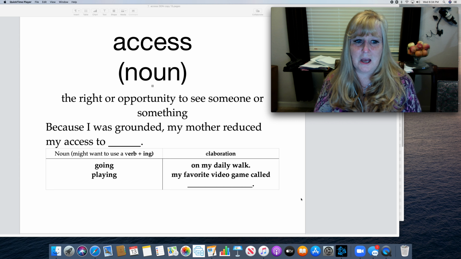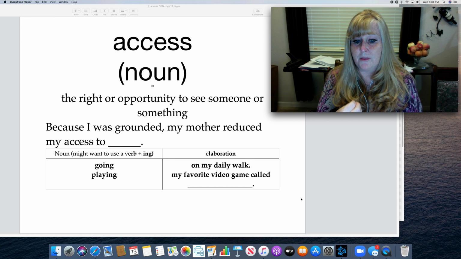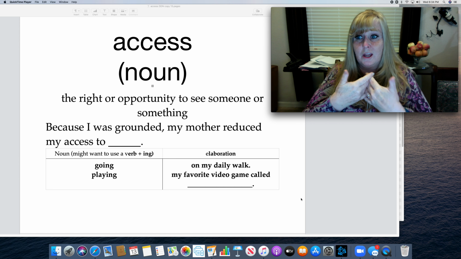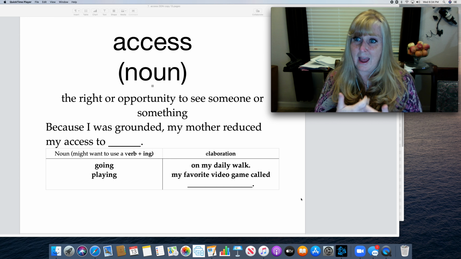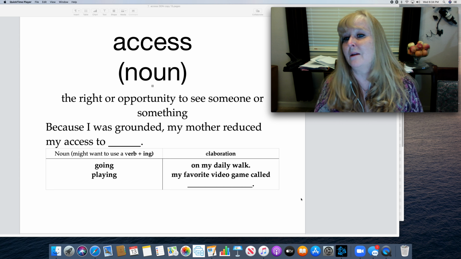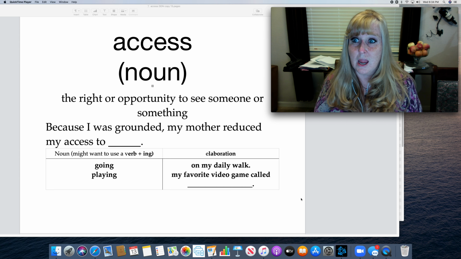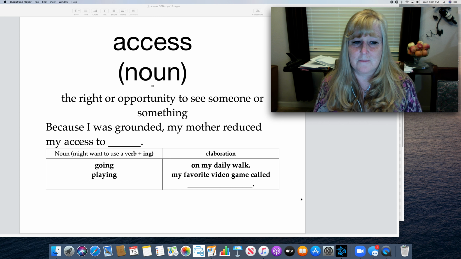Okay, so access is a noun, and a noun is something that you can have or you can give to someone else. And I had access to going to my dad's work and being able to go into a flight simulator. And American Airlines gave me that access at that time.